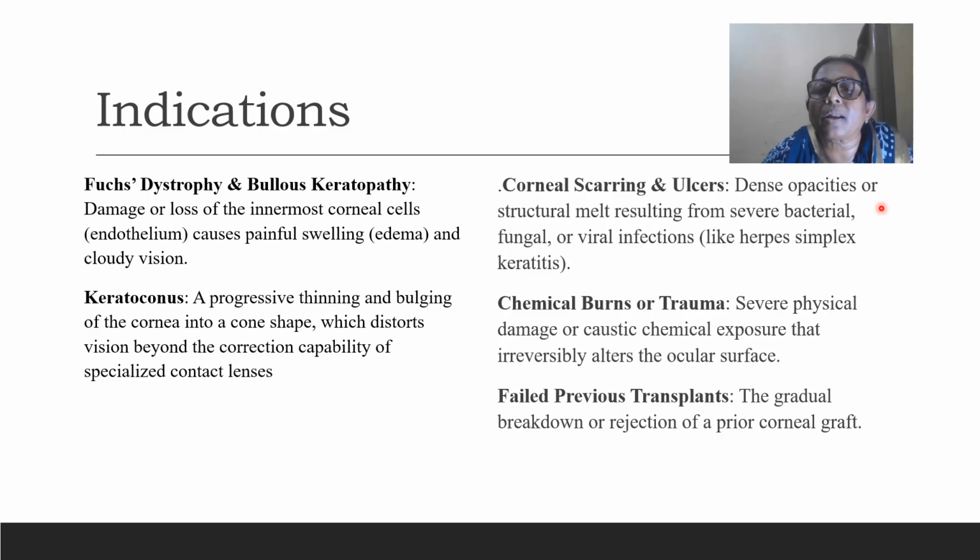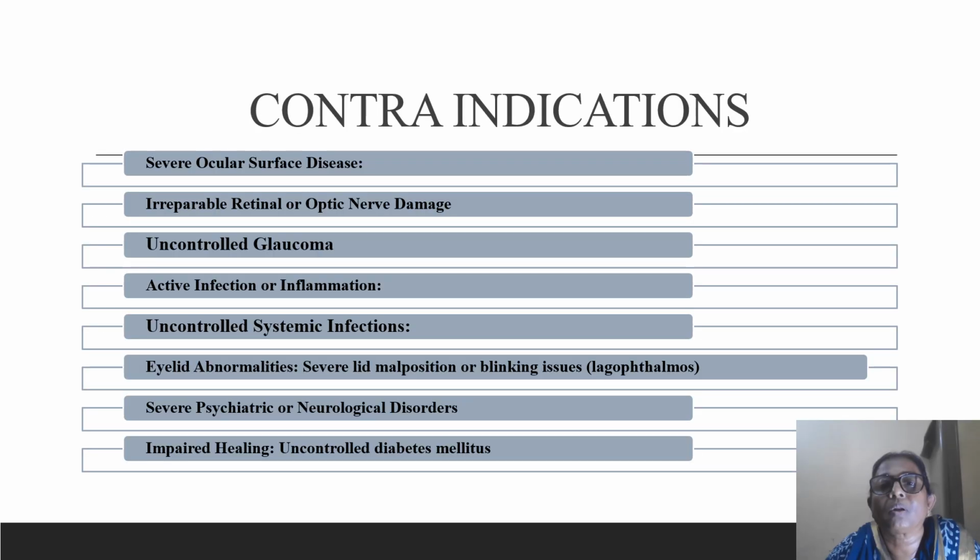Then corneal scarring and ulcers: dense opacities or structural melts resulting from severe bacterial, fungal or viral infections like herpes simplex keratitis. Keratitis also is an indication for corneal transplantation. Chemical burns or trauma: severe physical damage or caustic chemical exposure that irreversibly alters the ocular surface. Then failed previous corneal transplants or rejection.